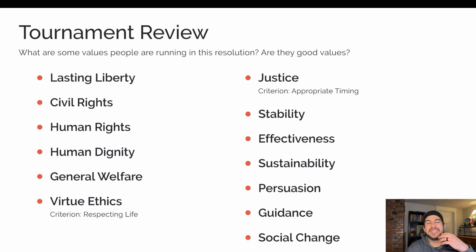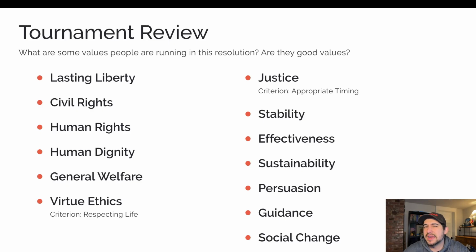Another value I thought was interesting was the idea of virtue ethics with a criterion of respecting life. And basically what this is saying is, we need to respect life, and this is an ethical argument that we're trying to uphold, which is fine. But if your criterion is the idea of respecting life, we might make that the value. So the ultimate goal of today's round is that societal change should be in a way that respects human life. And I might even add a criterion to that. How do we know when life has been respected? Maybe we have a criterion of human rights. So we meet the standard of human rights. That leads us to the highest priority, which is respecting life.